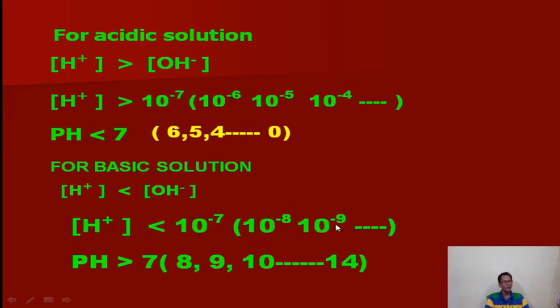10 to the power minus 9, 10 to the power minus 10, like this. What are the pH values? It will be 8, 9, 10 up to 14. That means the pH value will be greater than 7 for a basic solution. That is the conclusion.